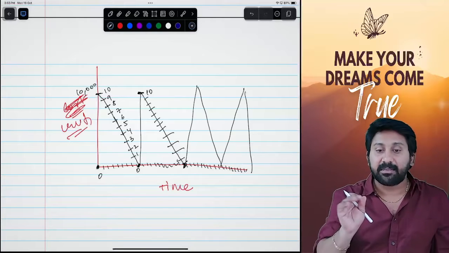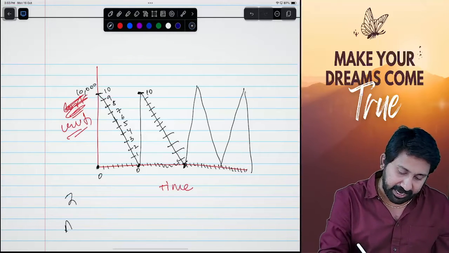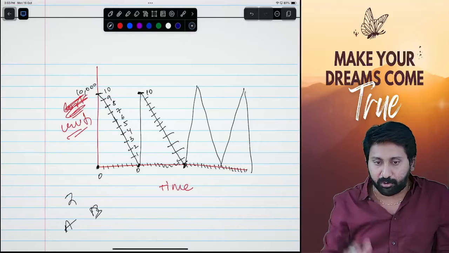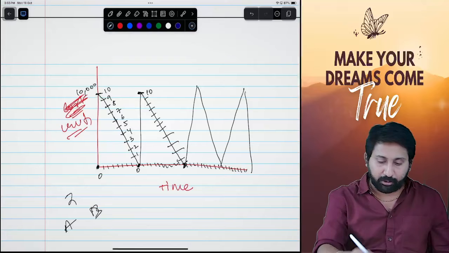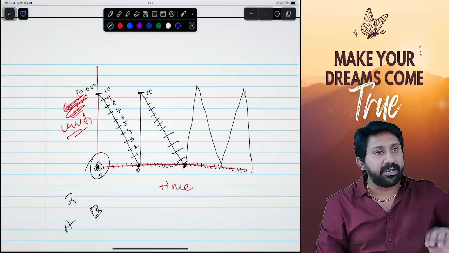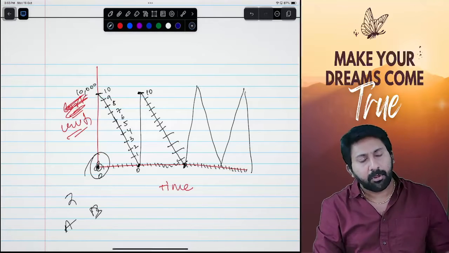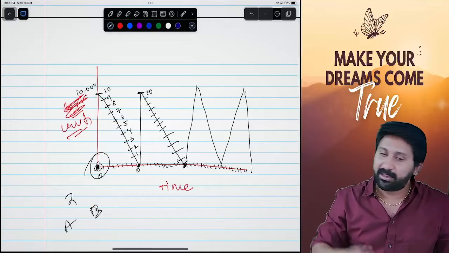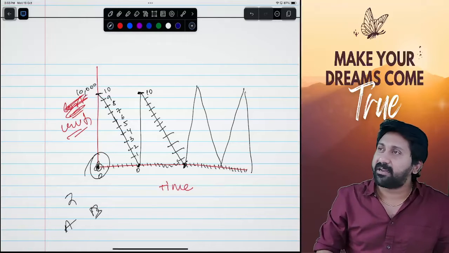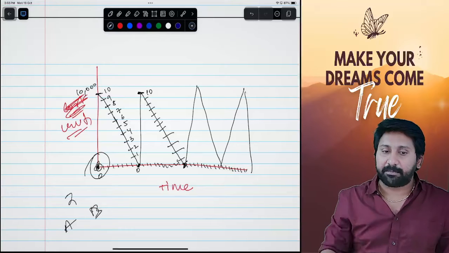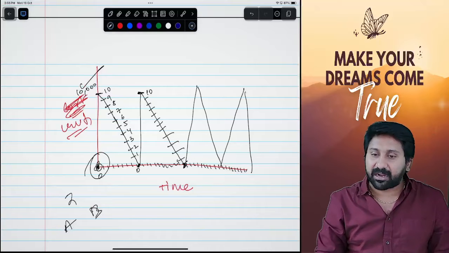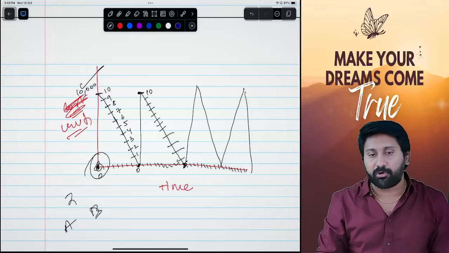For example, there are two persons, A and B. Today, I sent A to the factory. Today means this date. I asked him to go to the factory and tell me how many units are there in the godown. He went to the godown and said, sir, say for example, 10,000 units are there. He said 10,000. Is he correct or wrong? Correct. He went, there are 10,000 units.